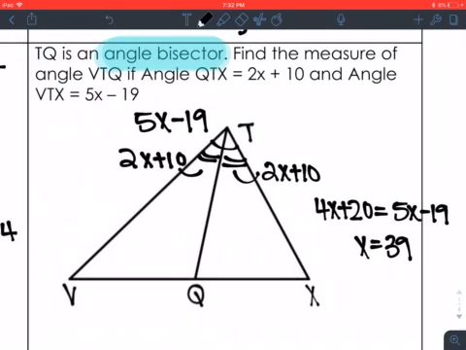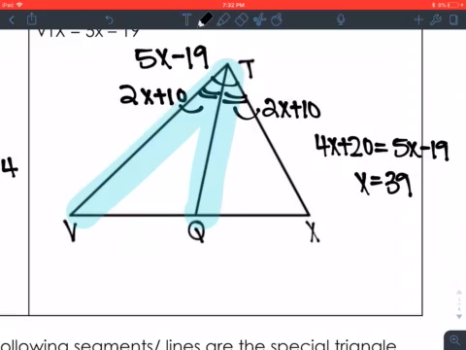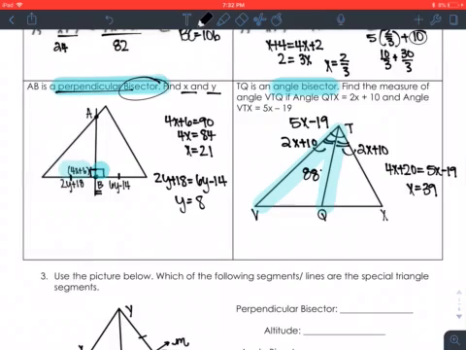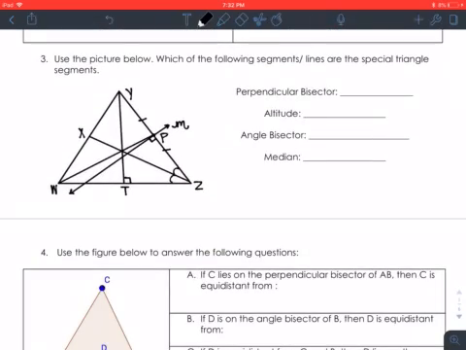And I believe that you have to plug that back in to find the measure of angle VTQ. So this angle right here, you have to plug that in to the 2x plus 10. So the measure of angle VTQ is 88 degrees. And obviously that's not drawn to scale, okay? All right, so that's our first portion. Once again, it's knowing your vocabulary, and that comes down to this next portion as well.